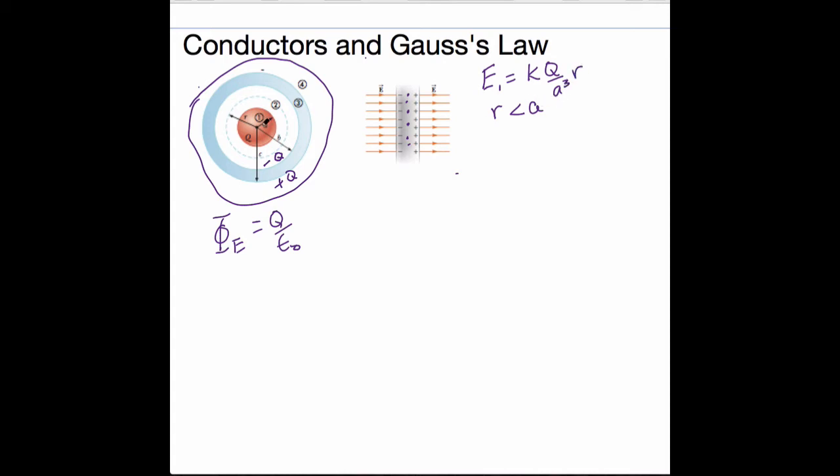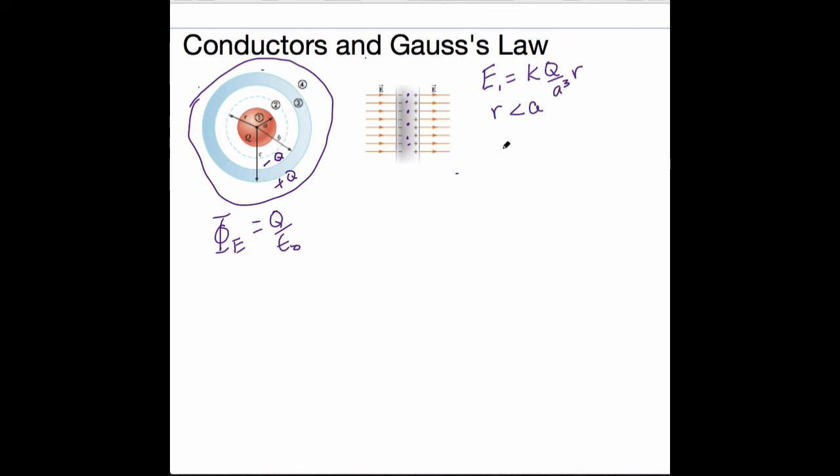So the E field for a Gaussian surface inside the orange guy, remembering this is not a conductor, but an insulator, it actually had to do with how much of the volume you've enclosed, which is why you got this ratio of r over a cubed. Okay? So that's the E field for a Gaussian surface inside the orange ball: kQ over a cubed times r.